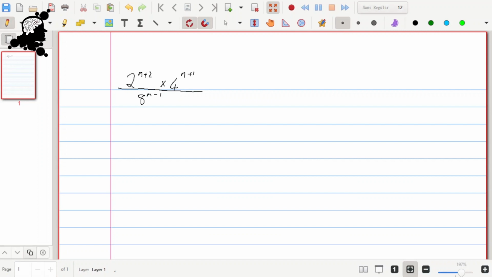Alright, so the first thing we need to do is convert all of our bases to the product of their prime factors. What am I saying? 2 is a prime number. So I'm going to leave this as 2 to the power n plus 2. 4 is not a prime number. We need to write 4 as a product of primes.